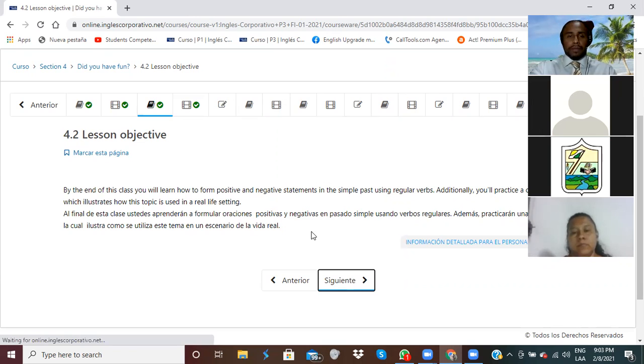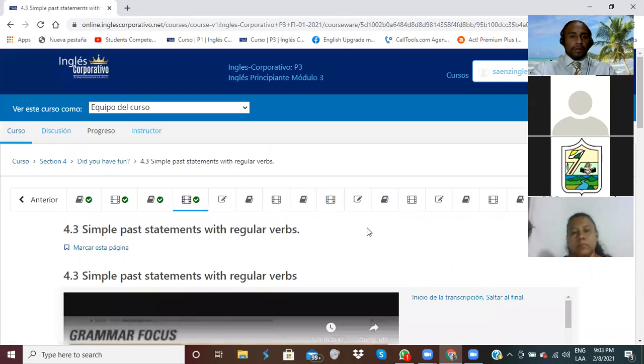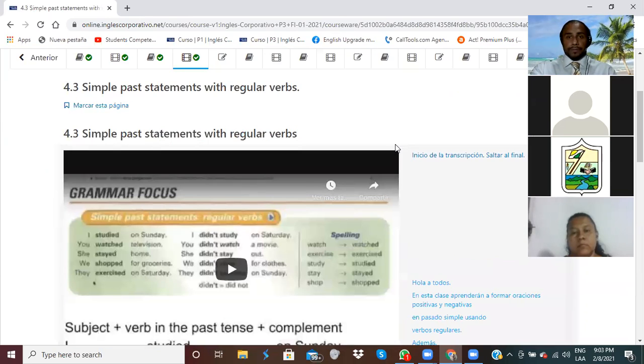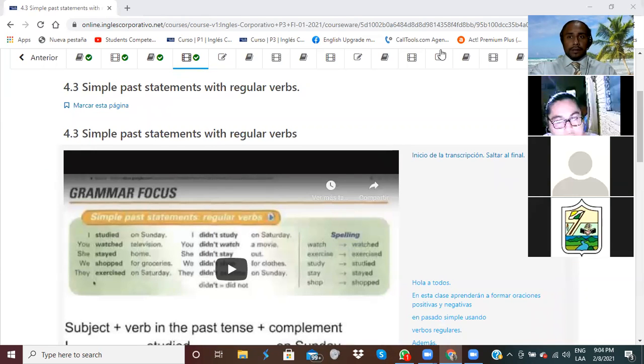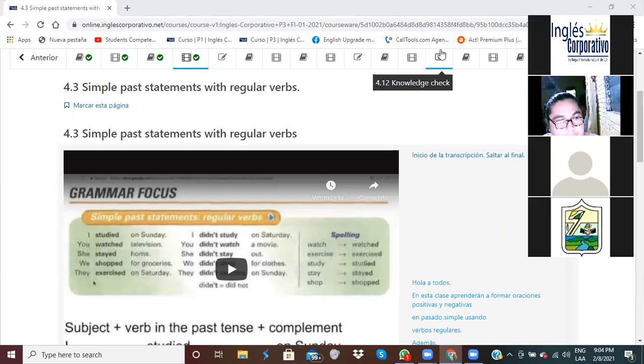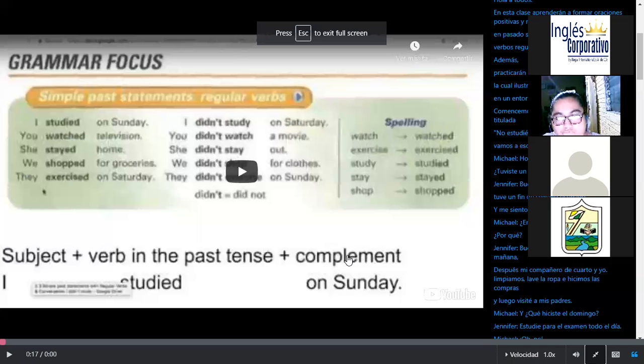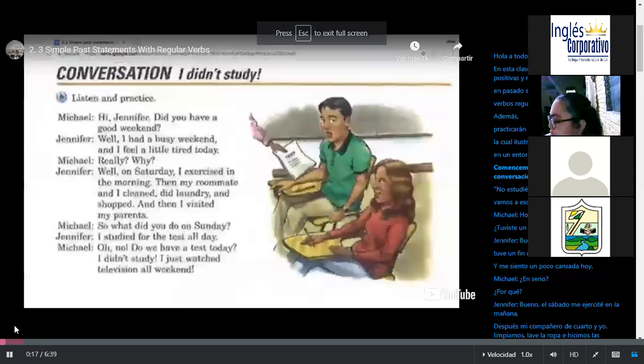So, vamos a practicar verbos regulares en el simple pasado, por favor. Perdón. Listen, please. Let's get started by listening to a conversation title.